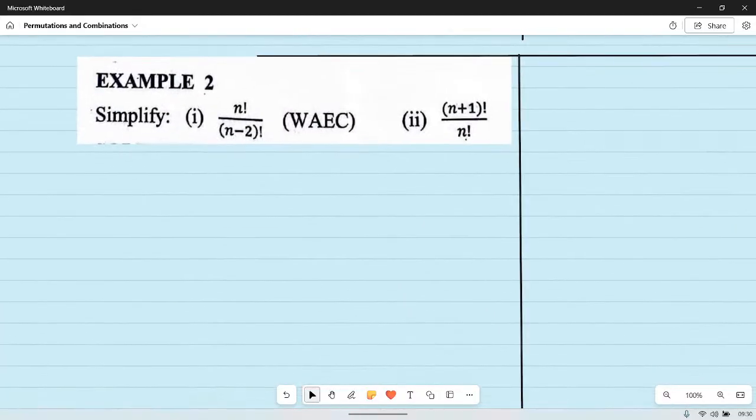So let's take this example, to simplify n factorial over n minus 2 factorial. Now, how do we do this?